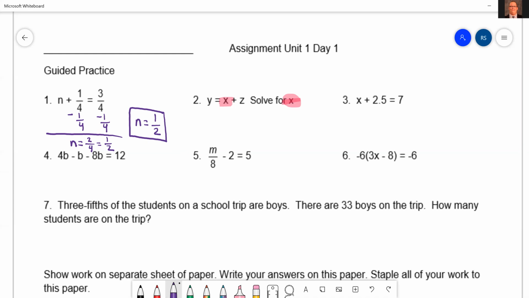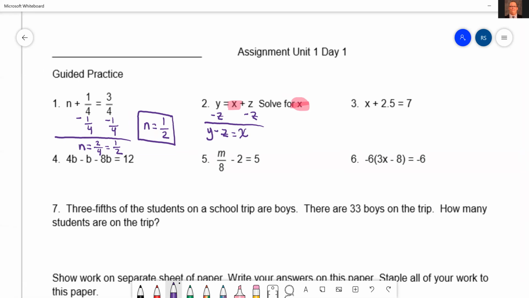Why did it change pens on me? We have to say minus z. So I'm going to say minus z over here. That's going to be y minus z equals x. Now remember, do we leave it like that? We solved for x. That's the variable we want by itself. No. So I'm going to just flip the whole thing. I'm going to say x equals y minus z. There we go. There's that one.